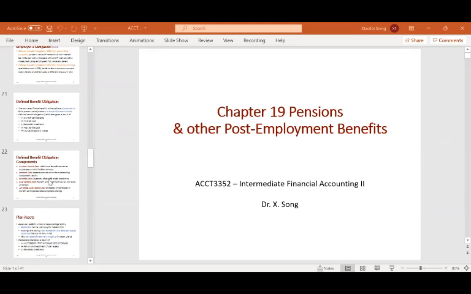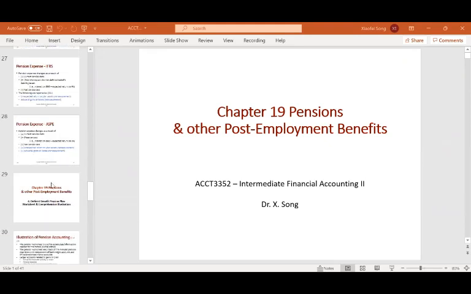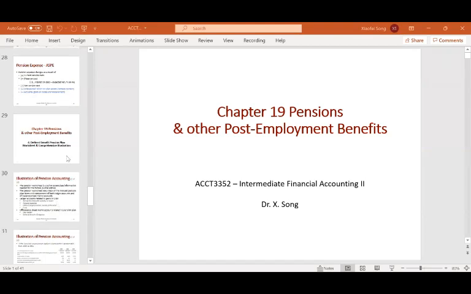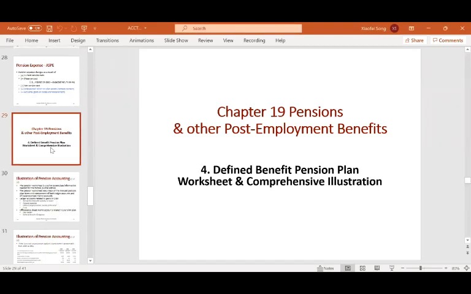Now we can keep tracking all the events and the factors that affect both the ledger accounts and the memo accounts, and combine them all in one worksheet. We can accumulate the effect of all events and lay out the ground to prepare journal entries and what's reported in the financial statements. So that's the worksheet and a comprehensive example.